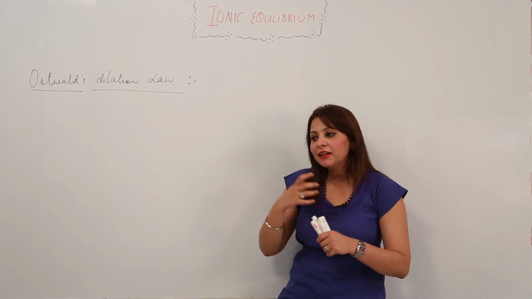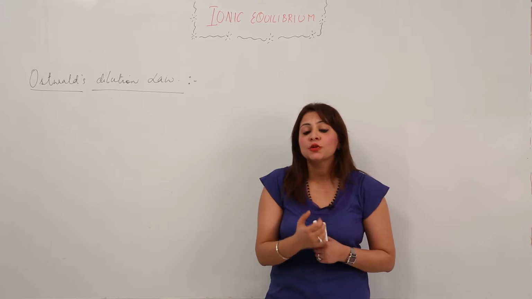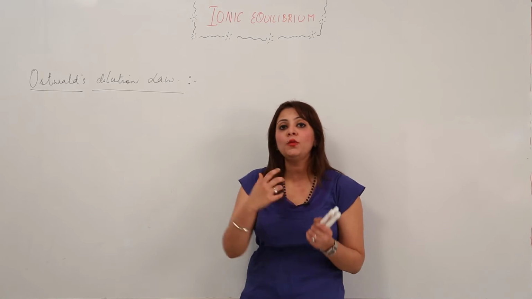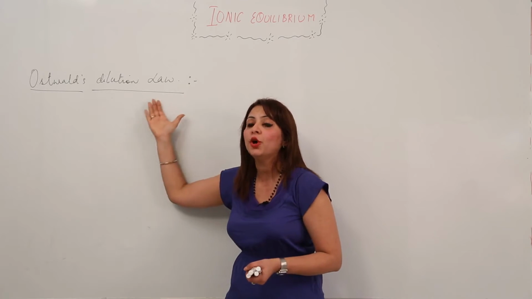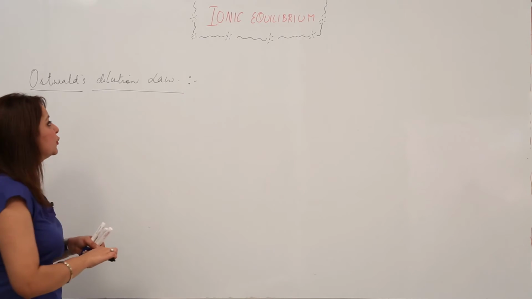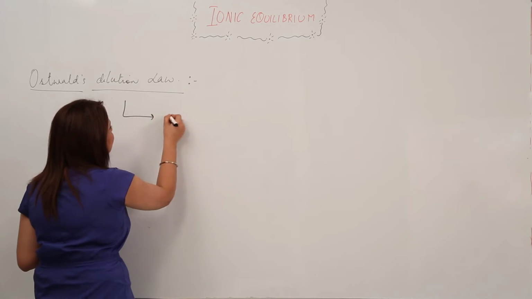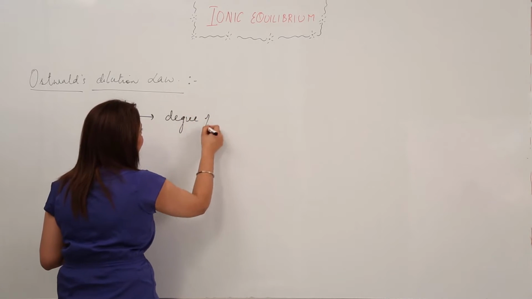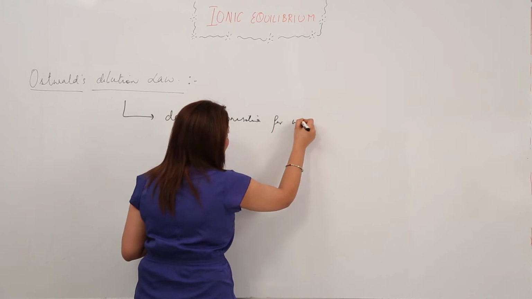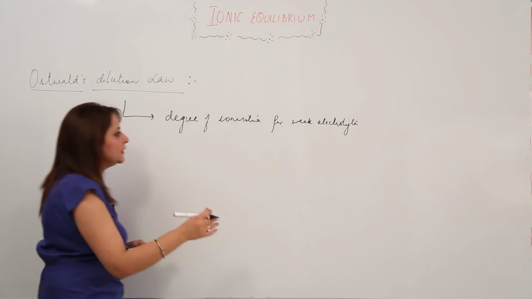Before I state the statement for this law, I just want to explain it mathematically so that we can derive the mathematical expression, and then you will be well versed in what Ostwald's dilution law wants to state. First of all, you should know why we are doing this: Ostwald's dilution law is just to indicate the degree of ionization for weak electrolytes.